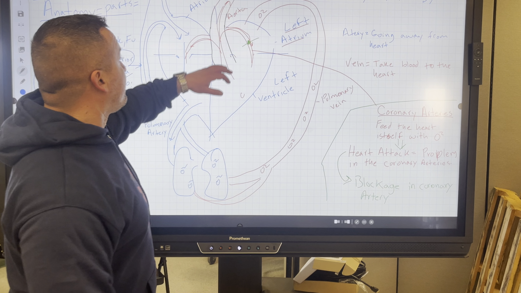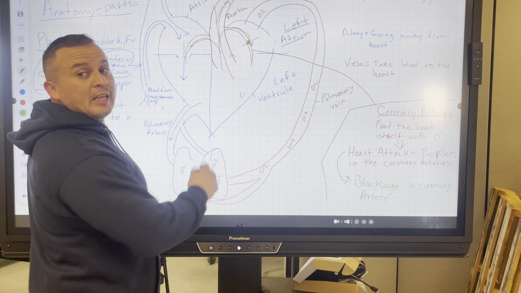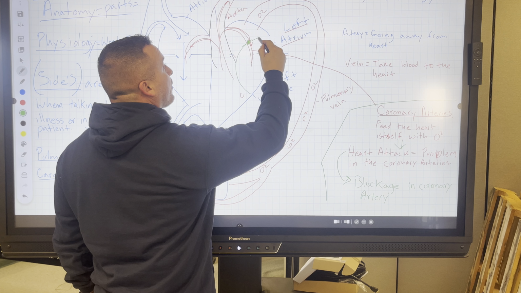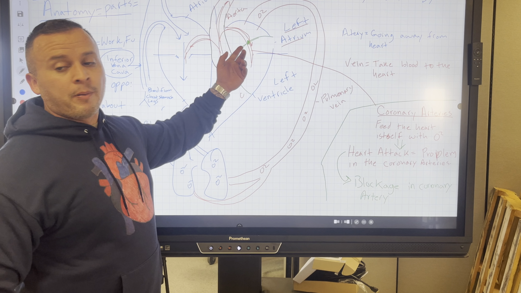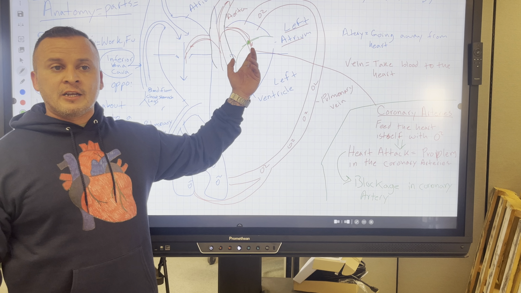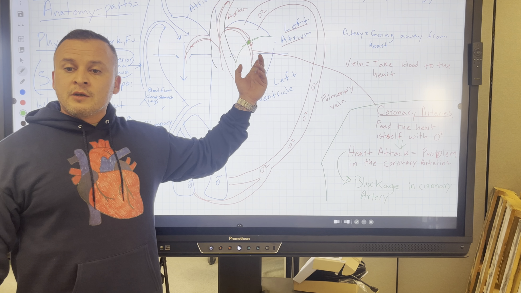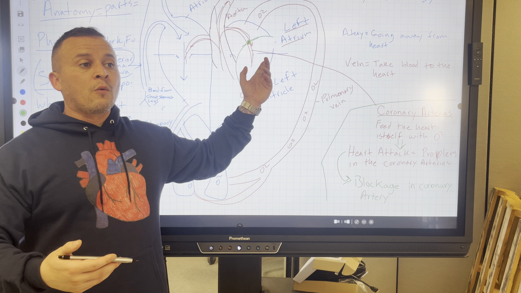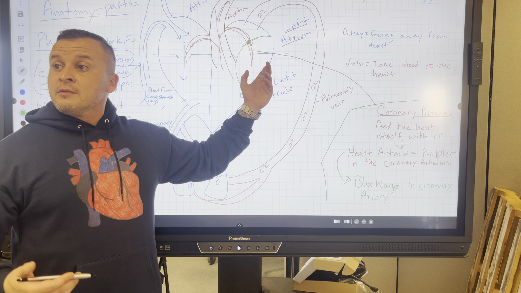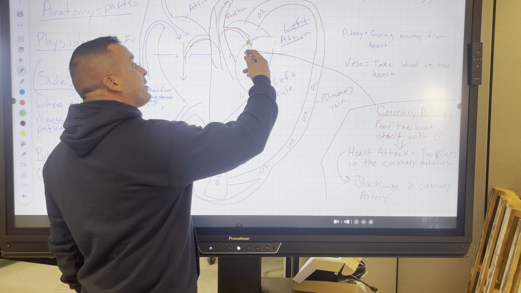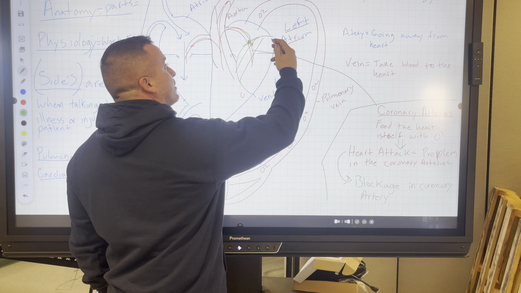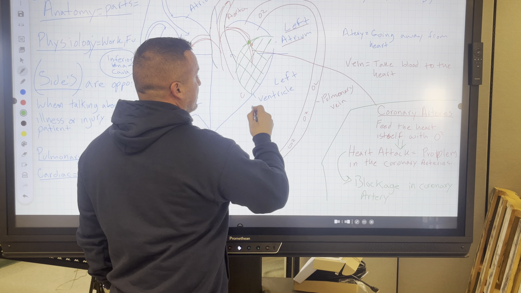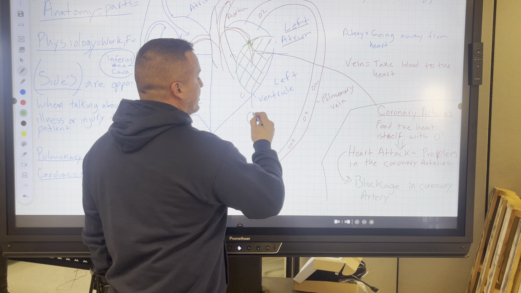Okay, so if I have a blockage here, this coronary artery is going to feed this part of the heart, right? But what if I have a blockage? Is the blood going to go through there? No, that part doesn't get it. So if the blood's not getting through there, what's not getting through there? What does the blood carry that we care about? Oxygen. So now this part is going to start to die. And that's when they get chest pain.